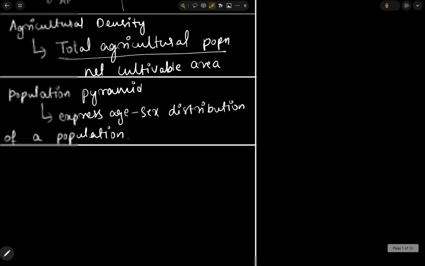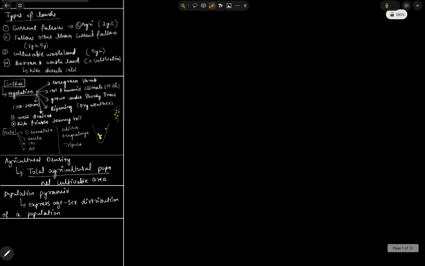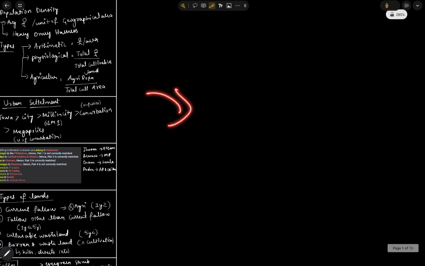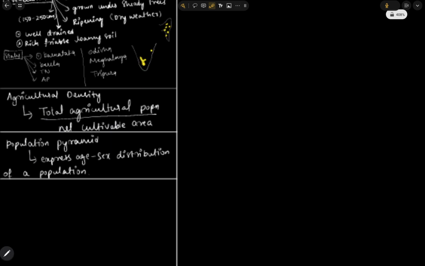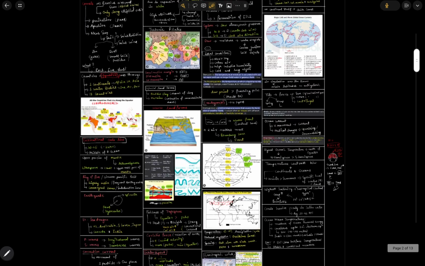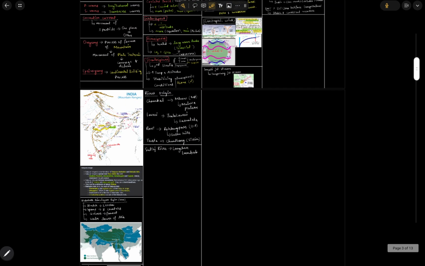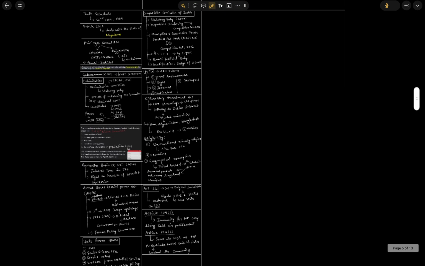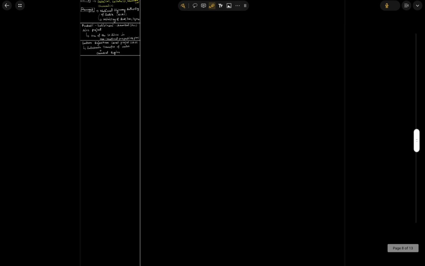Okay, so this is the kind of information we'll be getting by analyzing or seeing the population pyramid. Okay, next we will go to the topics related to polity.